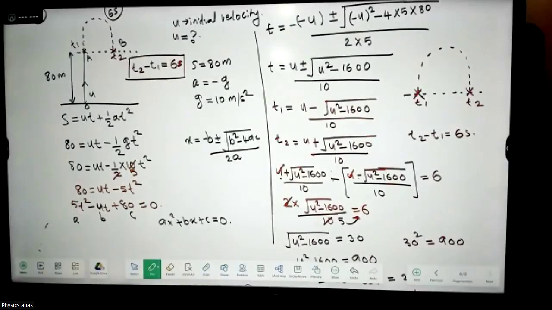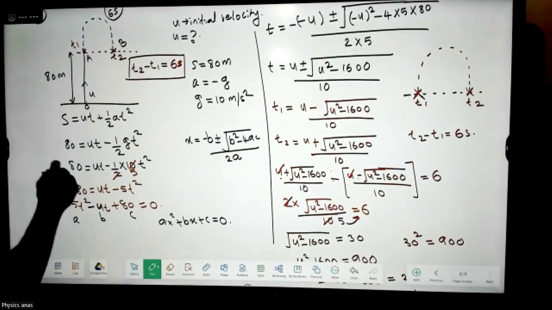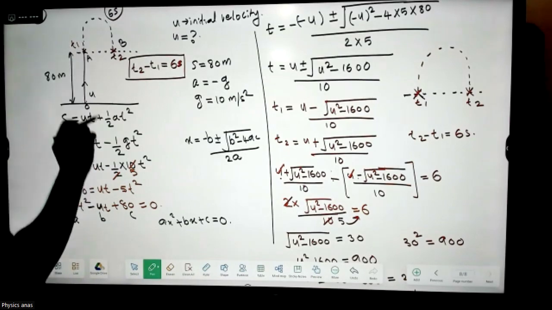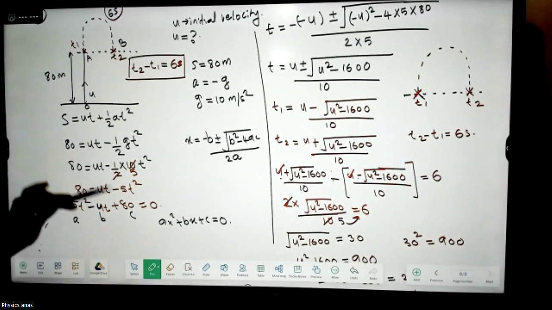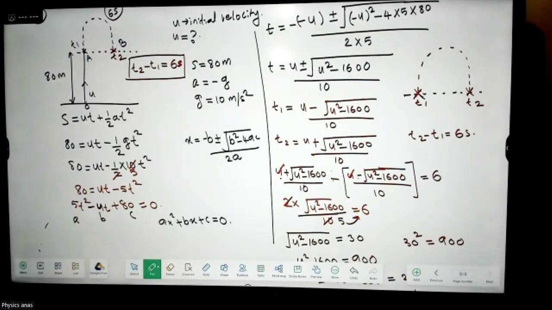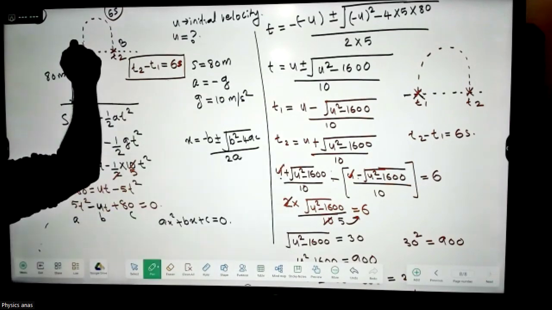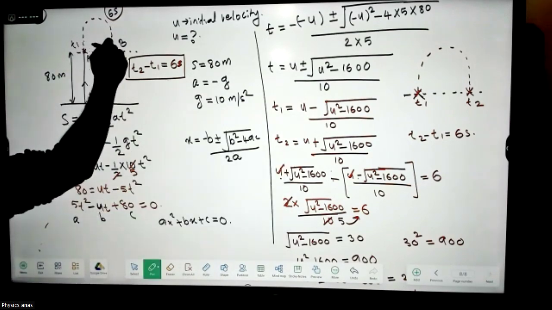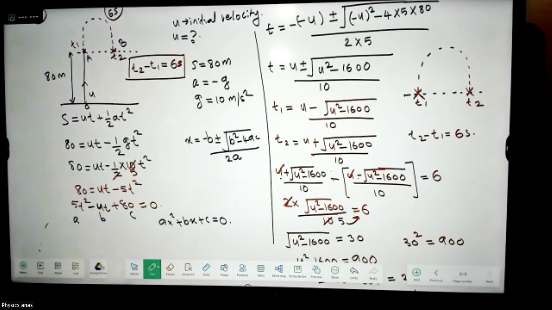Continue your note. In the question, it is saying that an object is projected vertically up, and that object meets the 80-meter height 2 times. So that's 80-meter height 2 times. That will be point A and point B. That means this is time T1 and time T2.